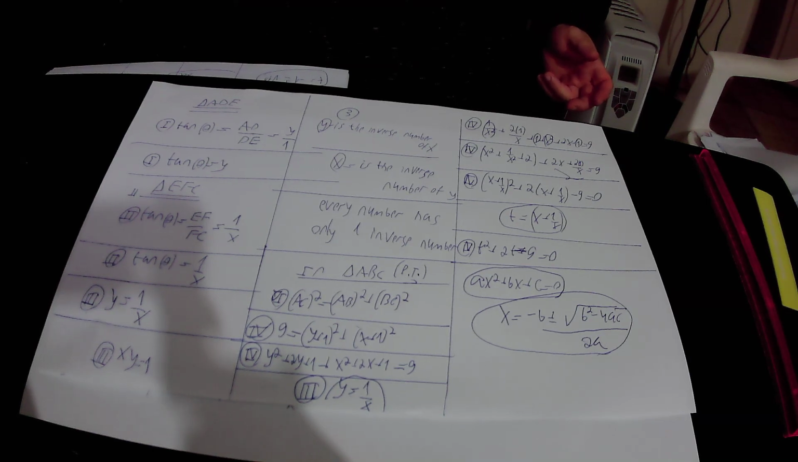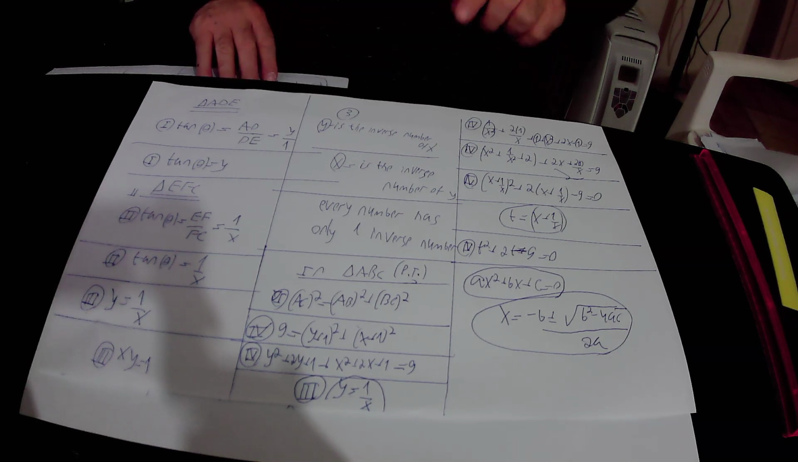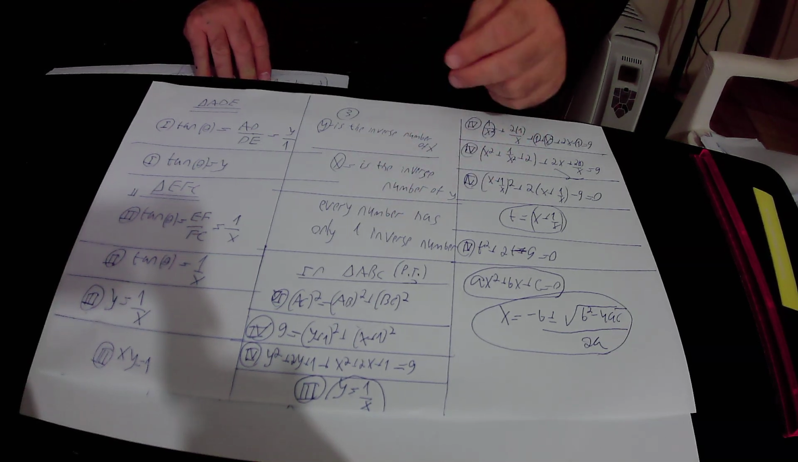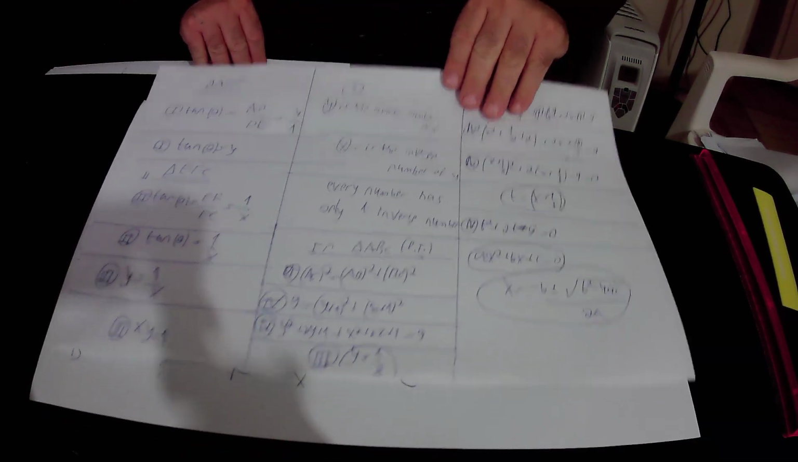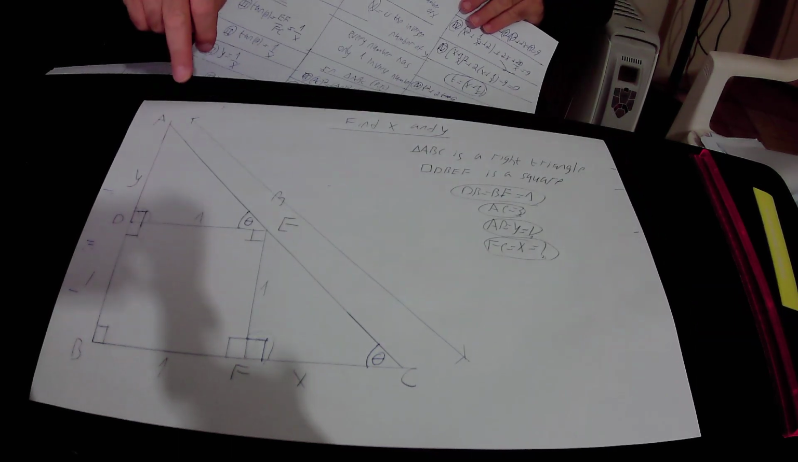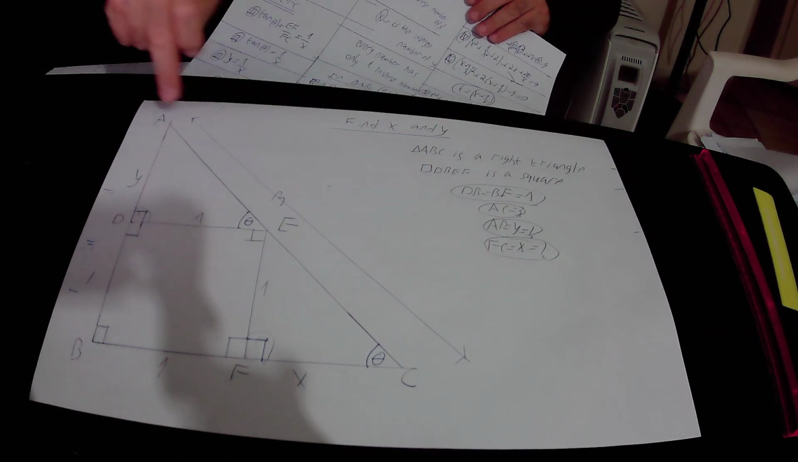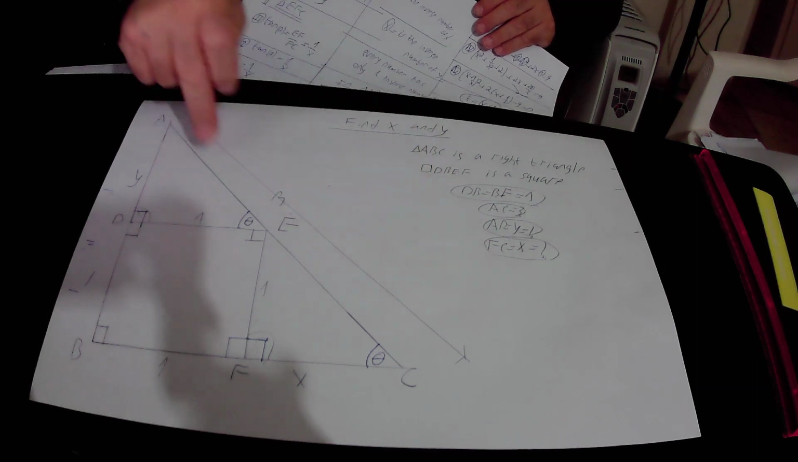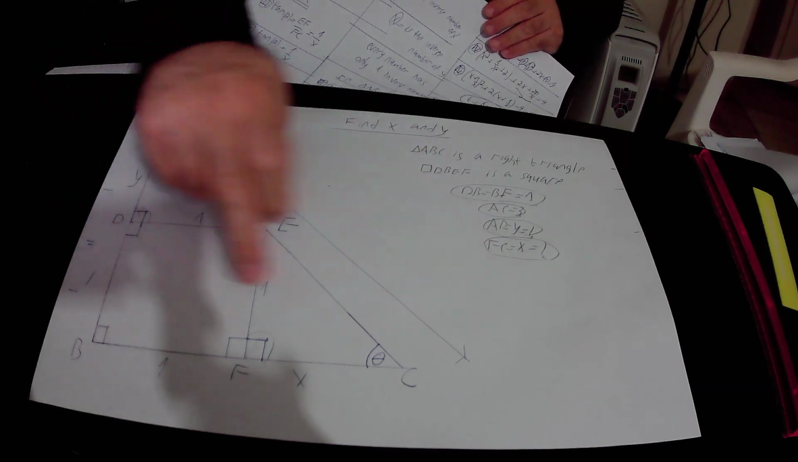Okay? Then we focused on the right triangle, triangle ABC. According to the Pythagoras theorem, the square of the hypotenuse equals the sum of the squares of the perpendiculars. That is to say, the hypotenuse is AC, and the square of the hypotenuse is AC squared, and it equals AB squared plus BC squared.